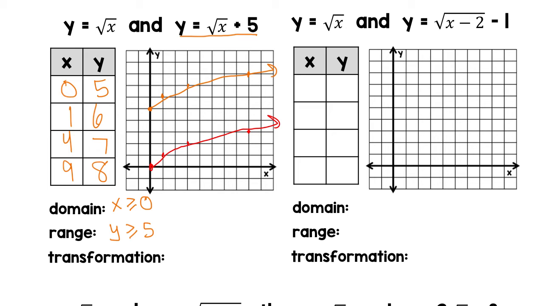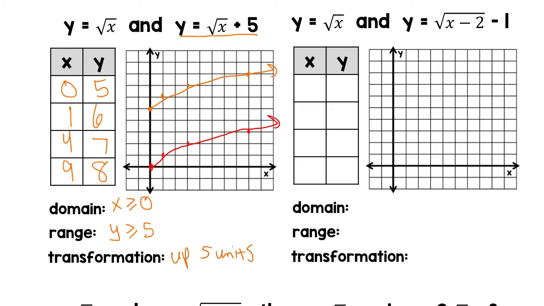Last part, transformation. You can refer to the front and show what the different values in our function mean, or you can just look at these two functions. And we see that once we have drawn the square root of x function, the orange one goes up. It's exactly the same function. We just scooted it up. When we scooted it, 1, 2, 3, 4, 5, so it went up 5 units.